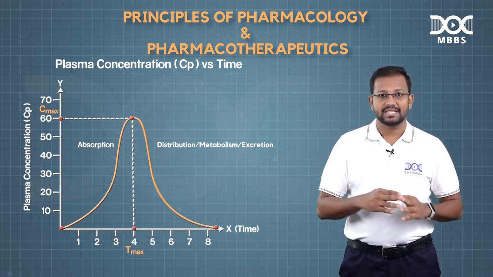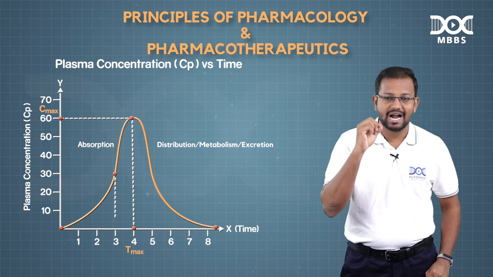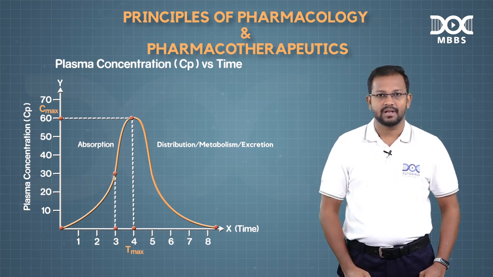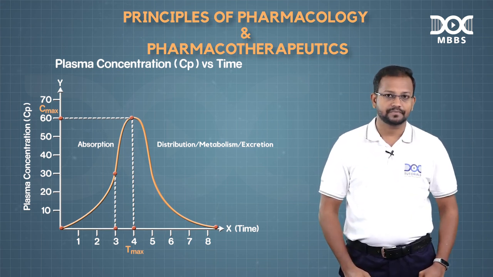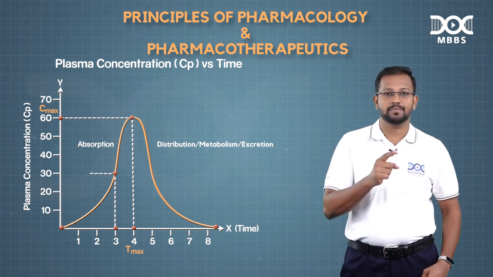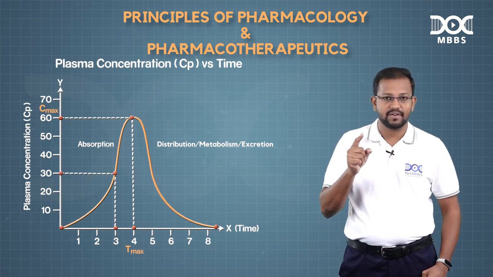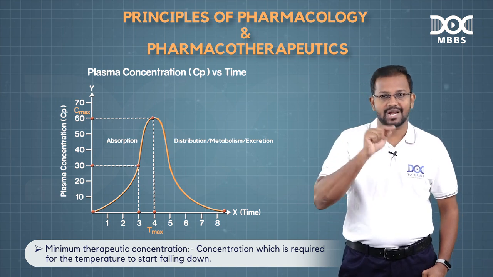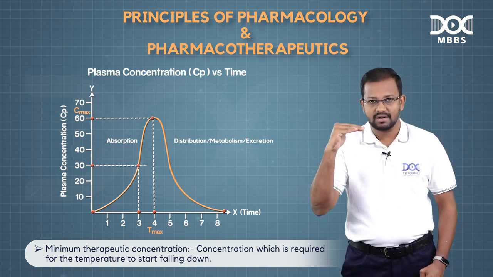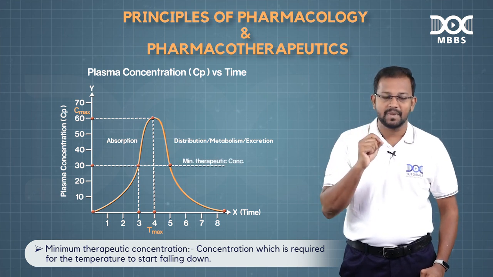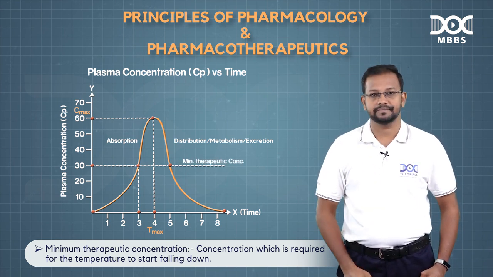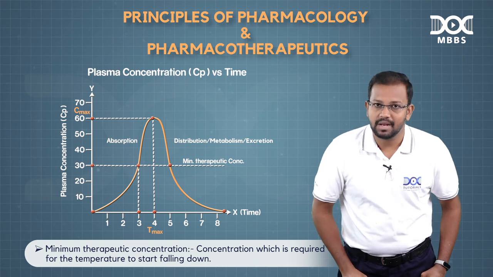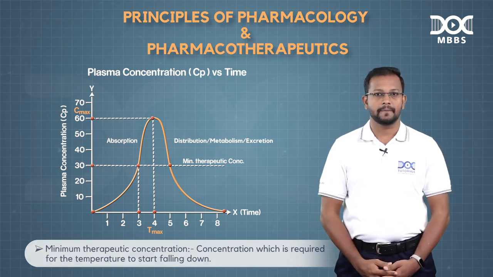Right? Which means the drug's effect has started at 3 hours. Is that right? So what do we do? At that 3 hours time, you just plot it up with the y-axis and we find out the concentration which is required for the temperature to start falling down. And that concentration will be called the minimum therapeutic concentration. I'm repeating that word, minimum therapeutic concentration.